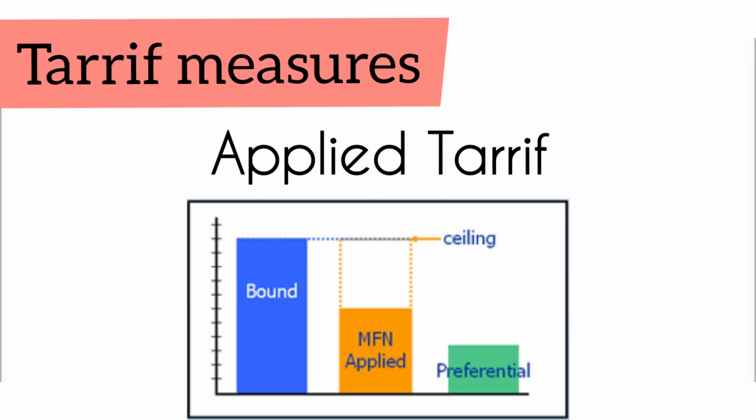Next is applied tariff. Applied tariff is nothing but, if in bound tariffs you have said you are only going to charge 10%, but what you are actually charging is only 5%, then that 5% is going to be your applied tariff. So how much tariff are you charging in relation to the bound tariff? Are you charging the total bound tariff or lesser than that, or whatever it is? Okay, so that is applied tariff.